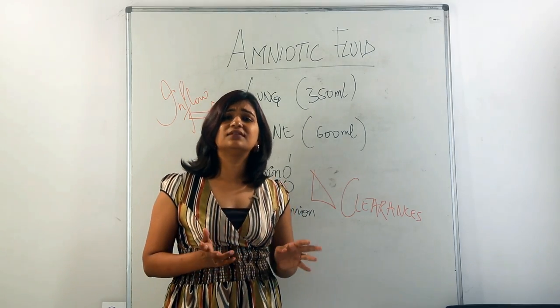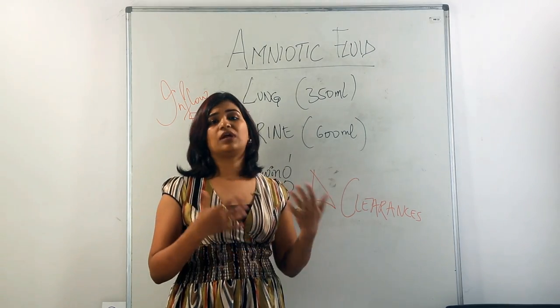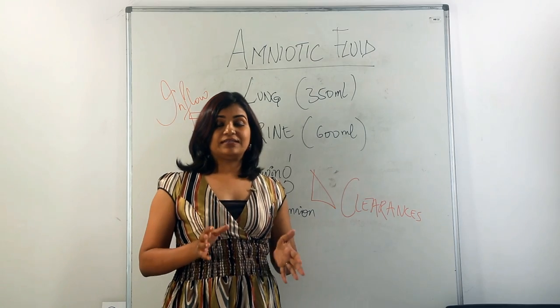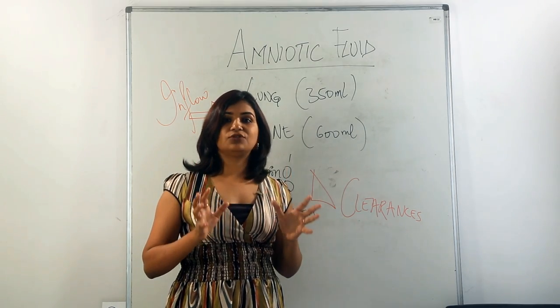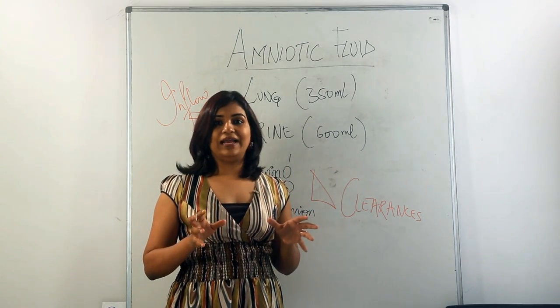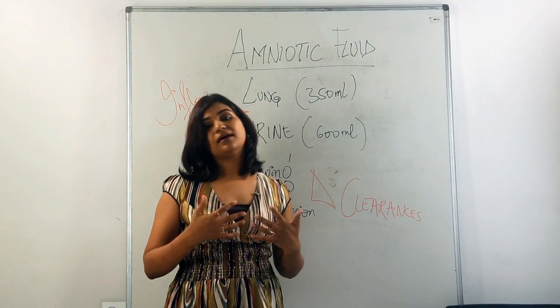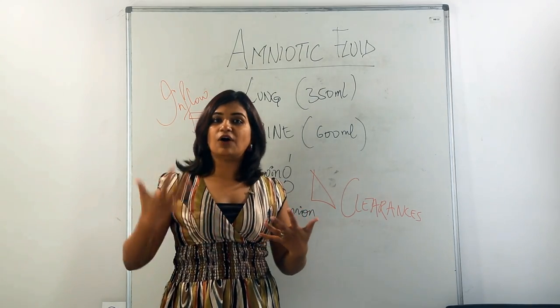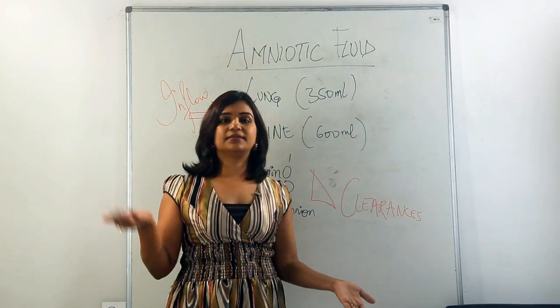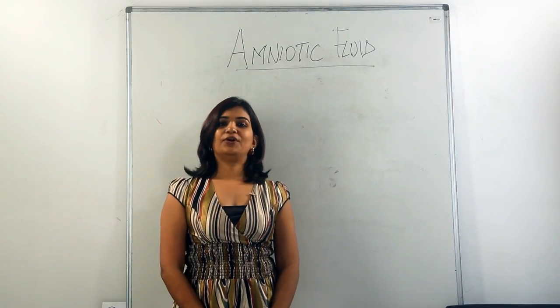So why are we so concerned about having low fluids or high fluids? Because amniotic fluid is the major source of nutrition for the baby and it is very important for the cushioning effect. So how do we determine the effect of amniotic fluid? How do we say that this is low and this is high? So how do we measure the amniotic fluid?